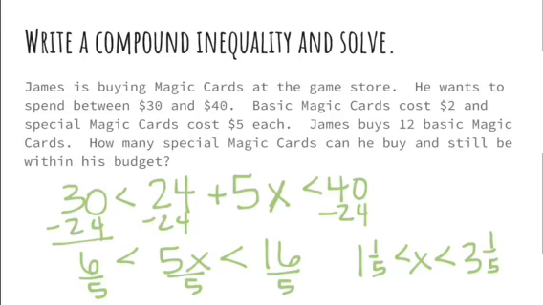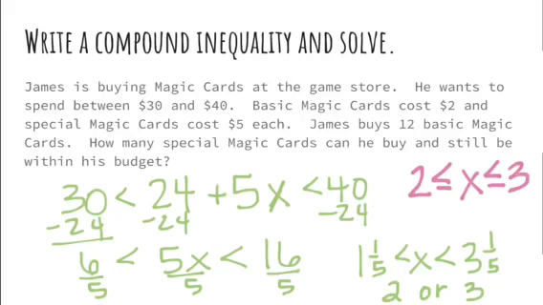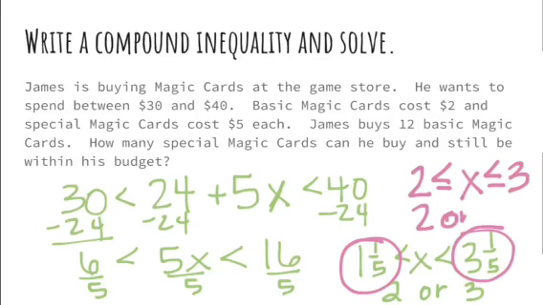Since you can't buy parts of magic cards, I'm going to have to say that James can either buy 2 or 3 magic cards. The way I would write that in an inequality, he can buy 2, so 2 less than or equal to x, less than or equal to 3. Essentially, to be within his budget, he's got to buy more than 1 and less than 3 1/5. So 2 or 3. And that is how you would solve it.